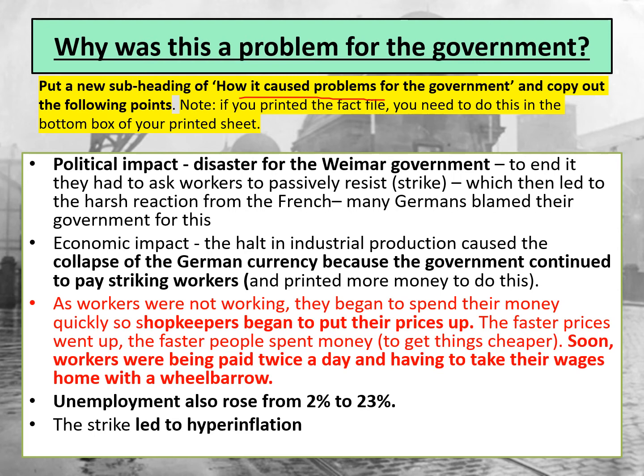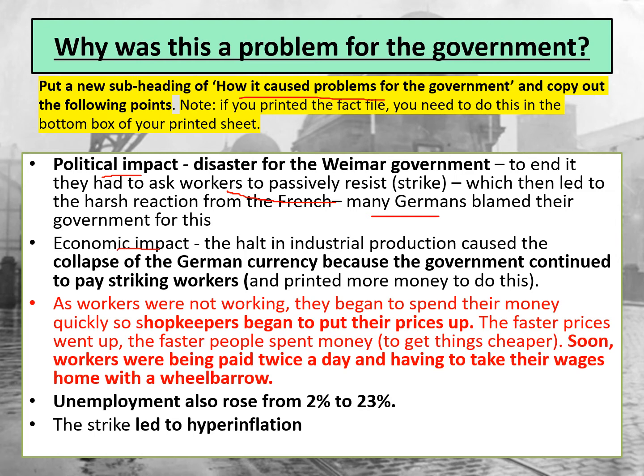So first of all, we can't underestimate the political impact of this invasion of the Ruhr. It was a complete disaster for the Weimar government, because to try and end it, they had to ask workers to passively resist, which then led to the French acting really harshly, killing those 132 people and expelling 150,000 people from the region. And lots of Germans blamed the government for this and said, why weren't you protecting the people? So there was a real political impact to this.